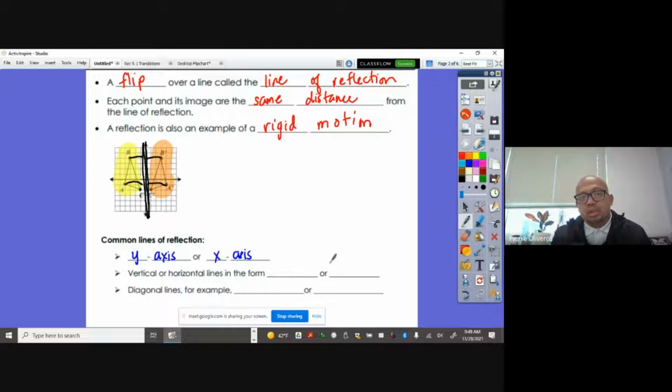Also, for vertical and horizontal lines, they use x equal to a number. If it's x equal to a number, it's a vertical line. And if it's y equal to any number, it's going to be a horizontal line. Diagonal lines are sometimes used, for example, the identity function y equals x, or y equals negative x.